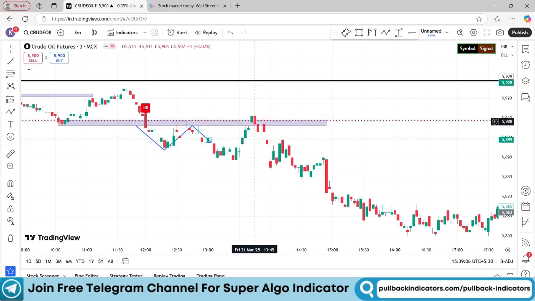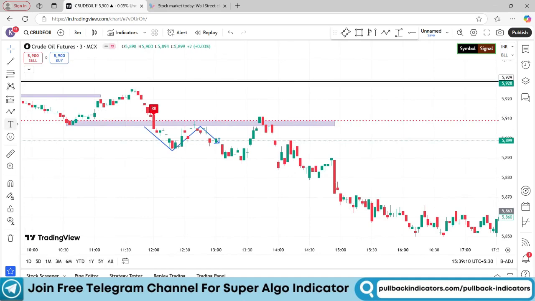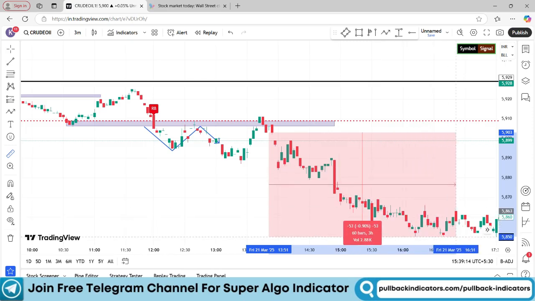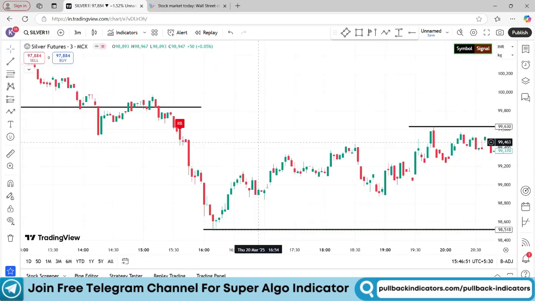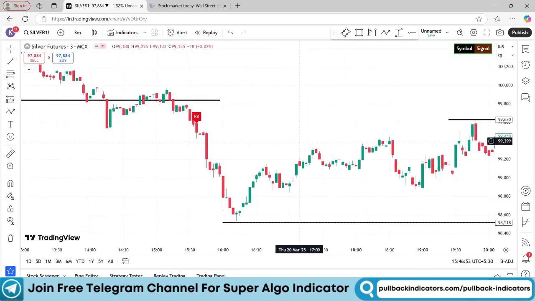See, once again the price broke, now it retested here, and on this specific key level I could have taken the entry, and from this level to here, this was my target. Now we will see the silver chart on the 3 minute time frame once again. So now see what is happening.